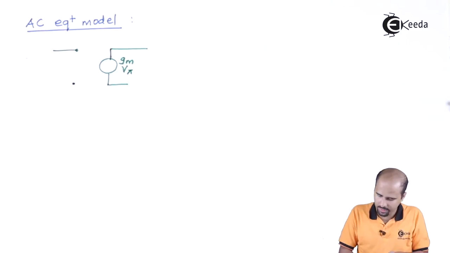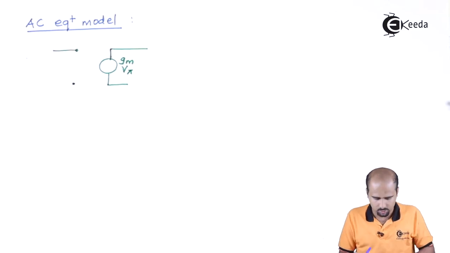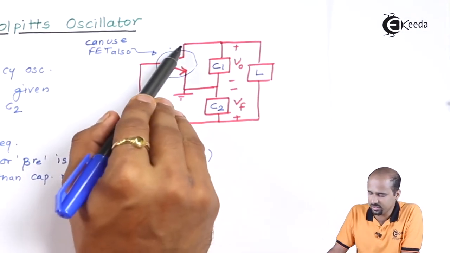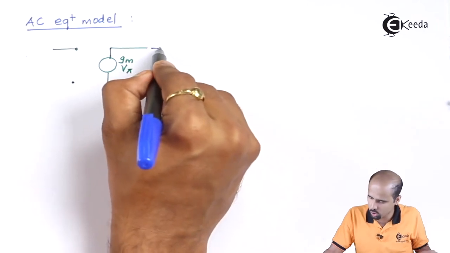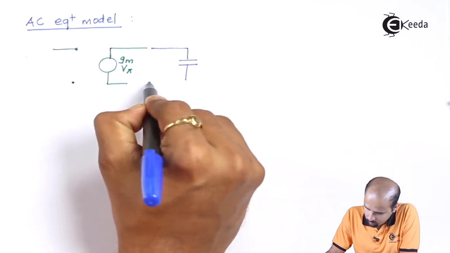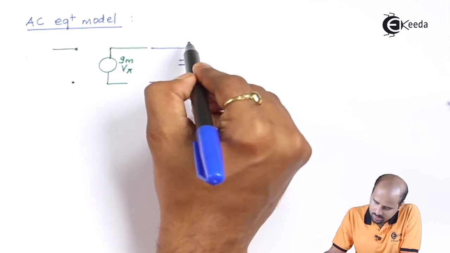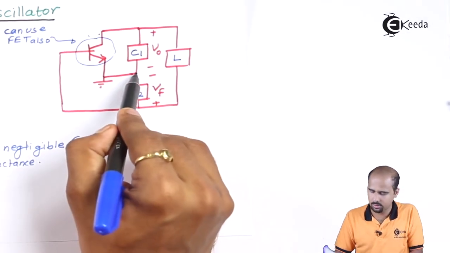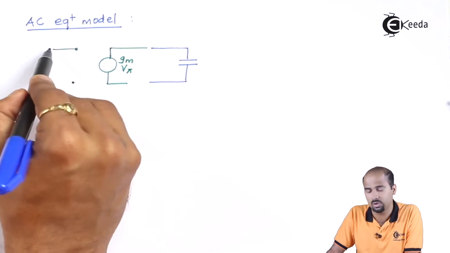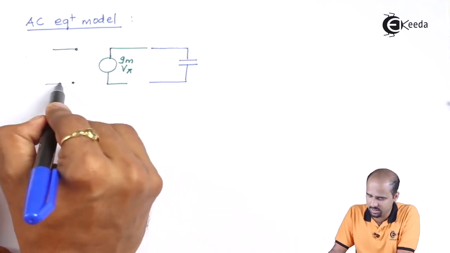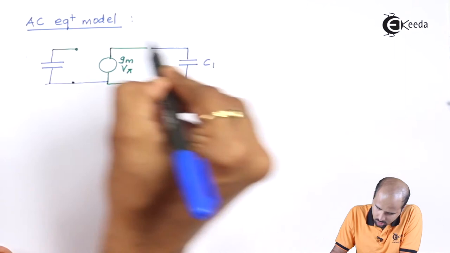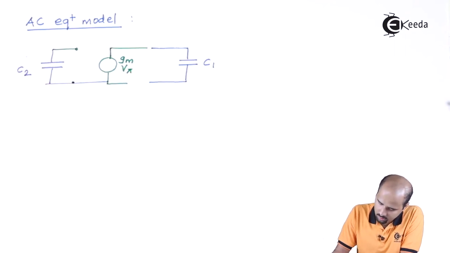Now I can say whatever C1, C2 and L I am getting, that I am forming, C1 is in between emitter and collector. Okay, so this is nothing but the C1. Secondly, C2 is in between the base and the emitter. So base is here and emitter is here. So I am saying that this is nothing but the C2. Naming that this is C1, this is C2.